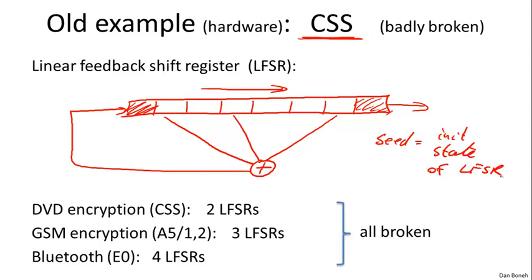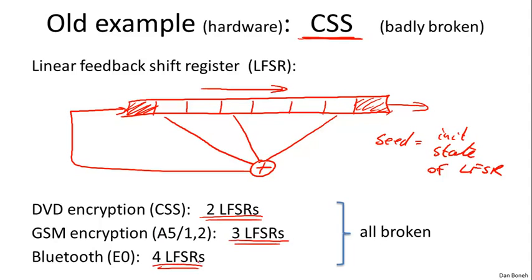So here are some examples. As I said, DVD encryption uses 2 LFSRs. I'll show you how that works in just a second. GSM encryption uses algorithms called A5/1 and A5/2. That uses 3 LFSRs. Bluetooth encryption is an algorithm called E0. These are all stream ciphers, and that uses 4 LFSRs.